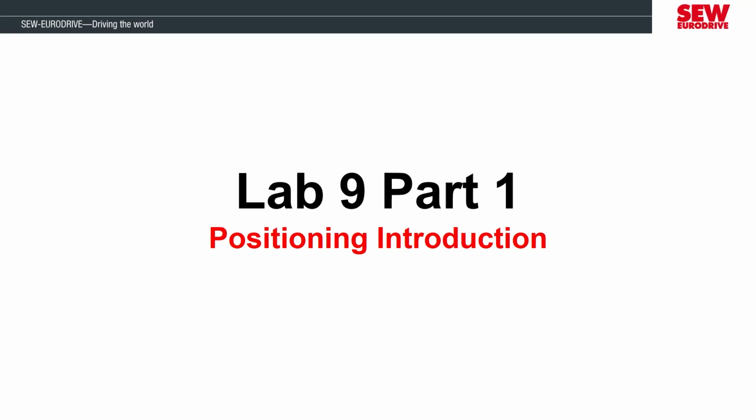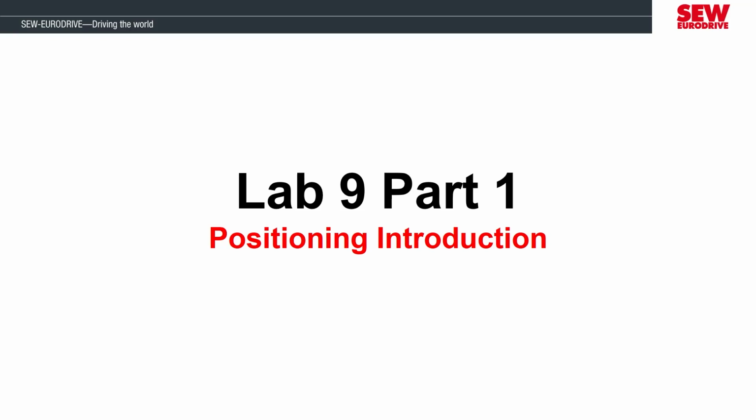It will take more time to explain and demonstrate this lab, so we will separate this into two parts. In Part 1 of this lab, we will be introducing the topic of motor positioning, how the MOVIDRIVE uses a scaled value to travel to a target position using measurement units, and we'll demonstrate the different reference routines that the MOVIDRIVE can perform to find the starting point of an application.